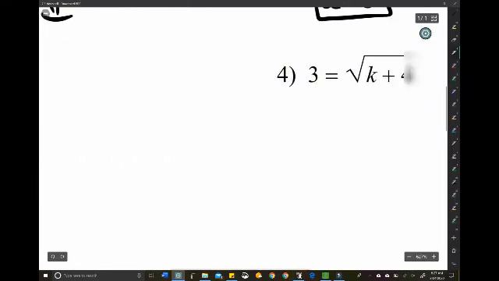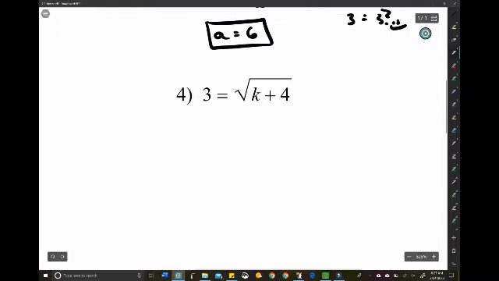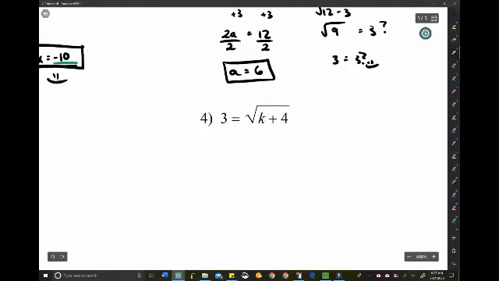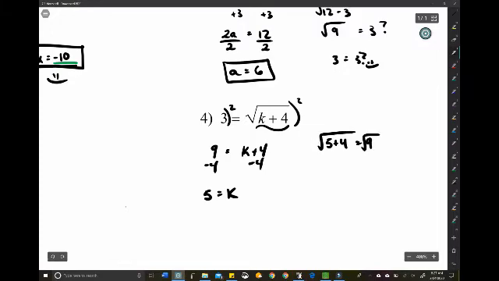All right, for number 4, is it any much different? Not really. So that's another one you could try on your own. These should get pretty quick if you square both sides. It's just backwards. So this time 9 is equal to k plus 4. We're going to subtract 4. Hey, 5 is equal to k. If you do that in your head, 5 plus 4 is 9, and the square root of 9 is 3. So it's going to work out.